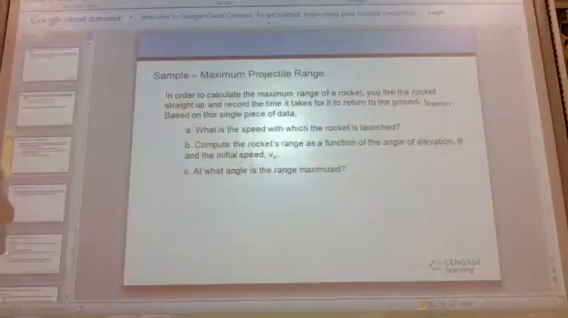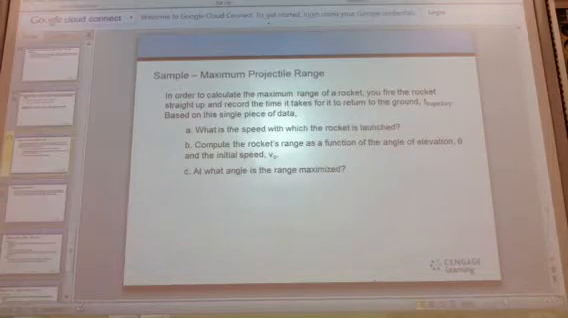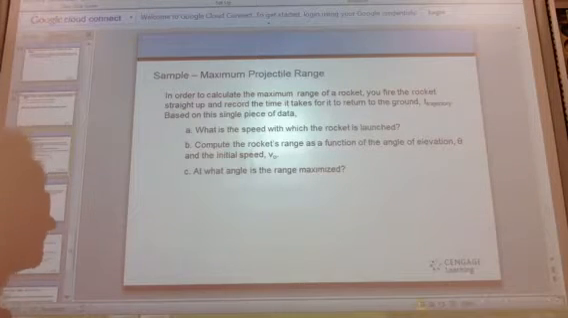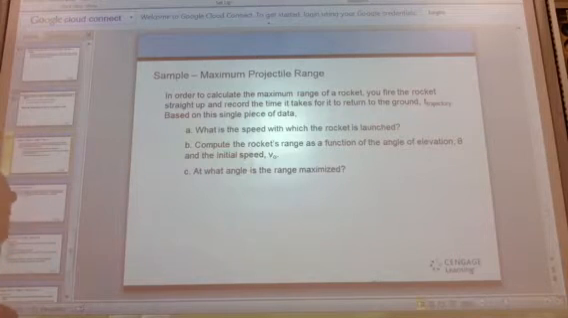Alright guys, so I wanted to do another type of problem. This problem is really common on your AP test, on both the multiple choice as well as a possible free response question, and that is one of these maximum projectile range problems. And in a lot of these questions, they don't want you to use numbers, they actually just want you to show how something works in terms of variables.